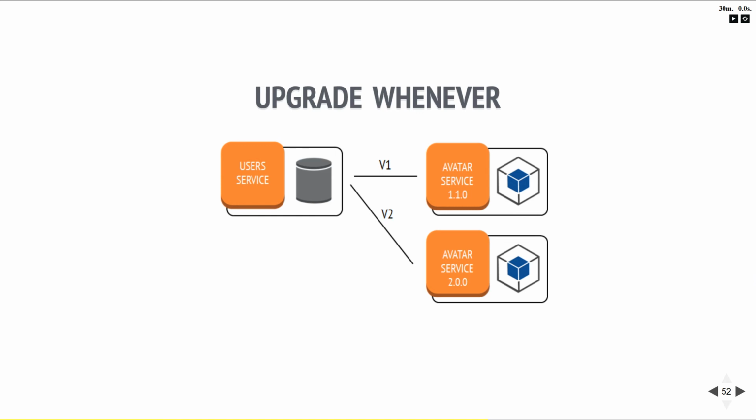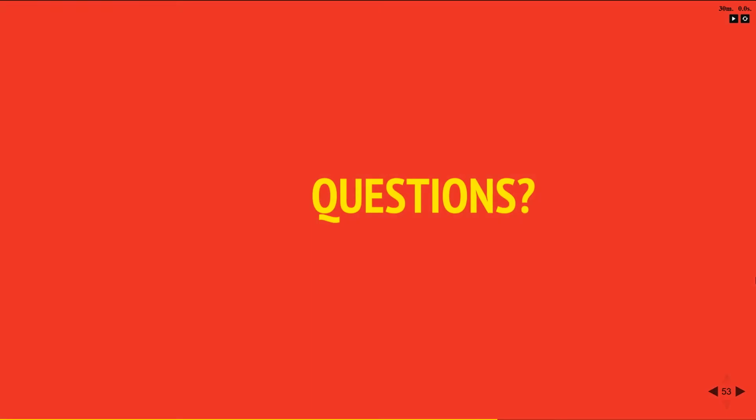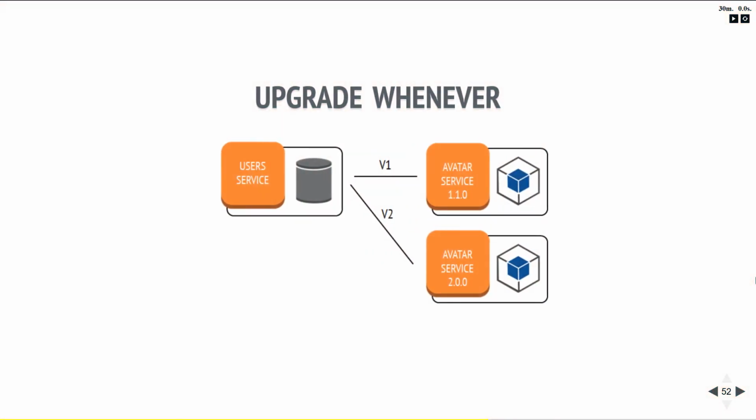Once the team, maybe a couple of weeks later, have implemented and tested everything on avatar service version 2 and migrated to it, you can migrate off version 1 and deprecate version 1. You can actually stop the services running, right? And that's pretty much it.